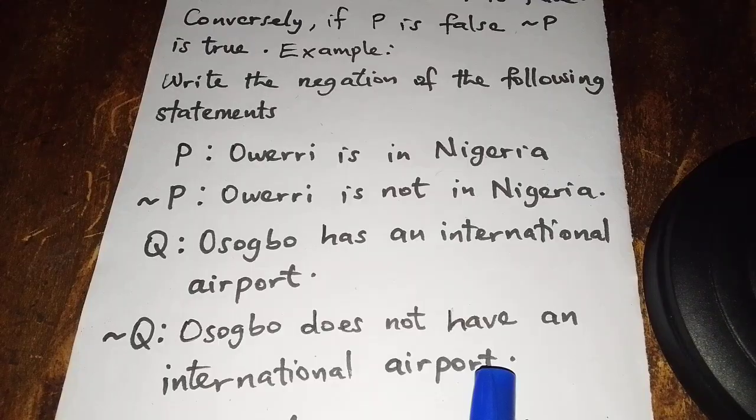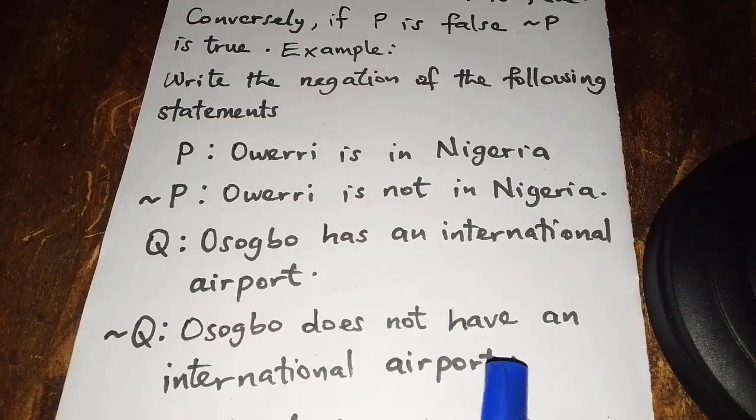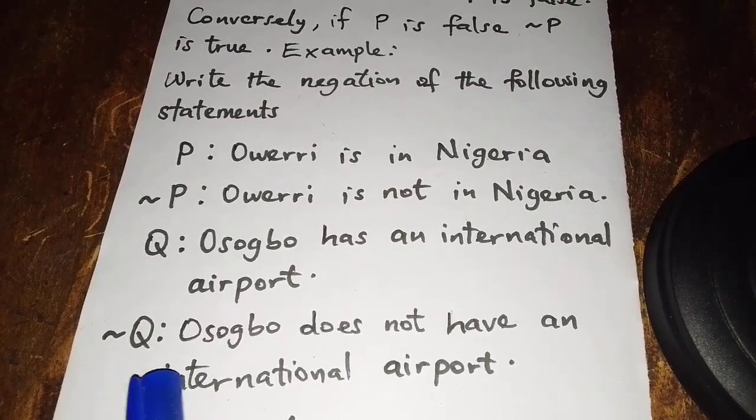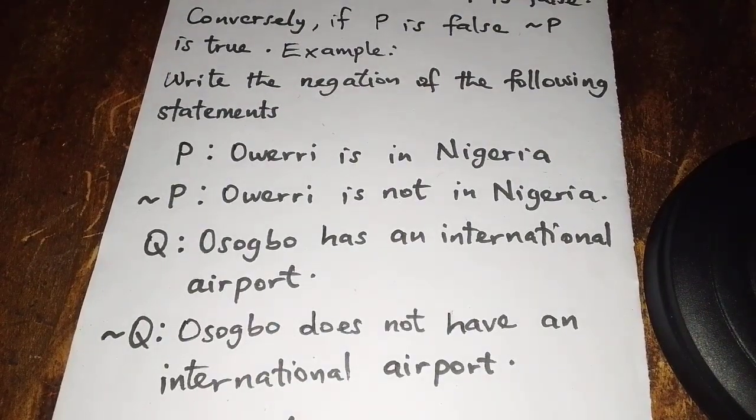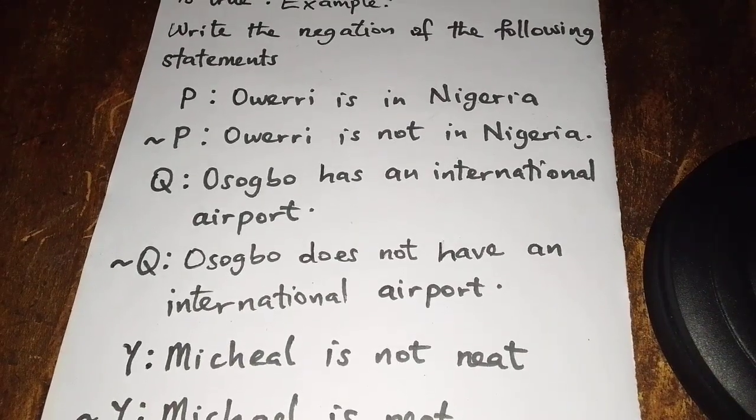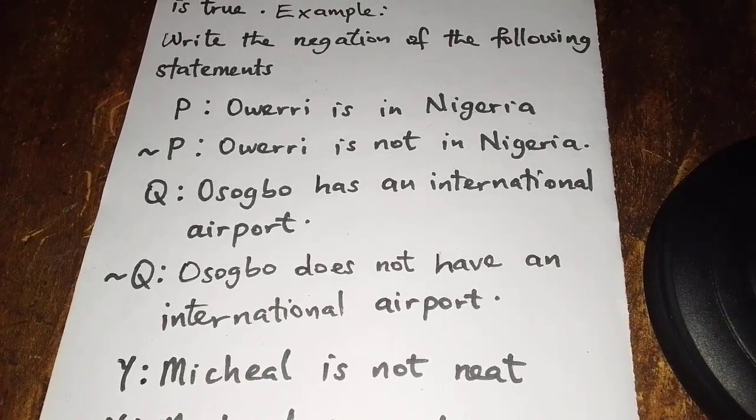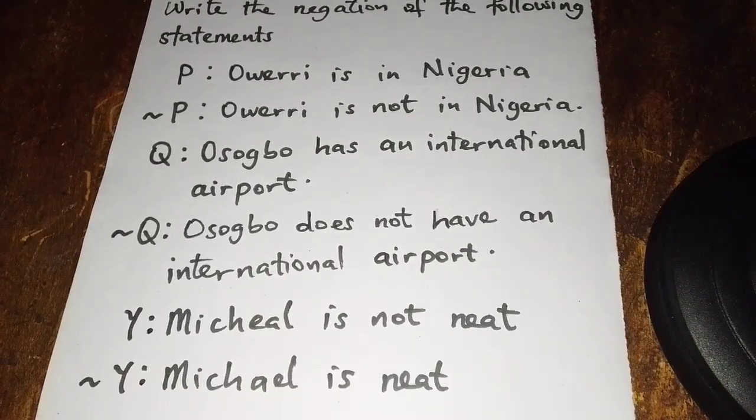So negation is the opposite of what a statement is, what you are talking about. Osogbo does not have an international airport. So that is the negation of Osogbo has an international airport. Now let's look at this. If the statement Michael is not neat is Y, it means the negation will be what? The opposite of this statement, which is Michael is neat.